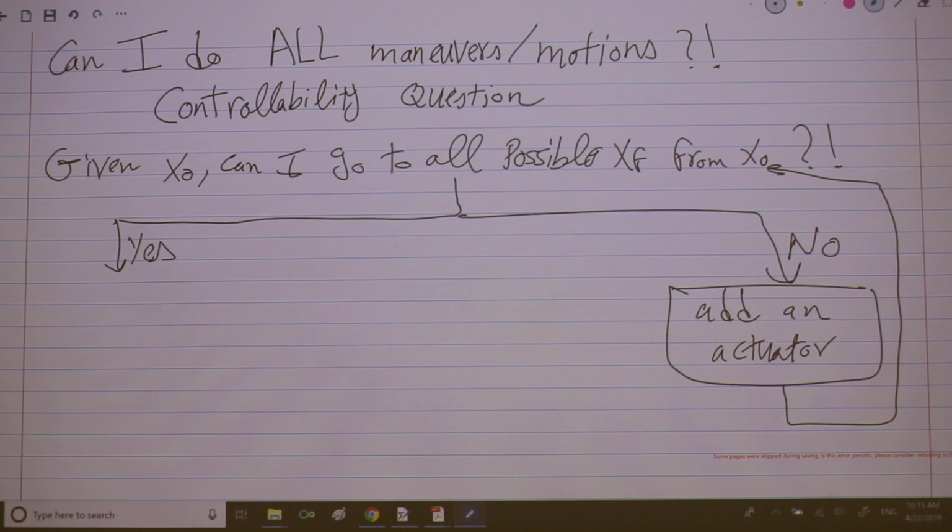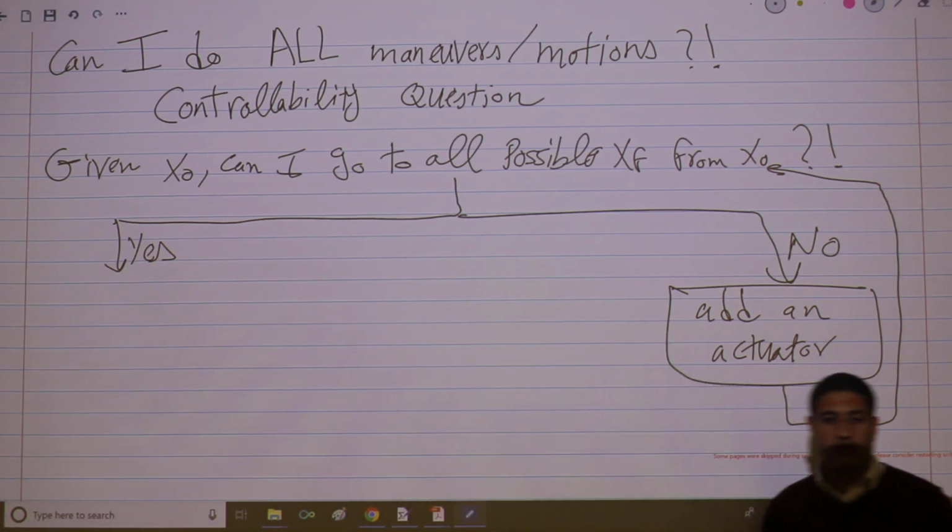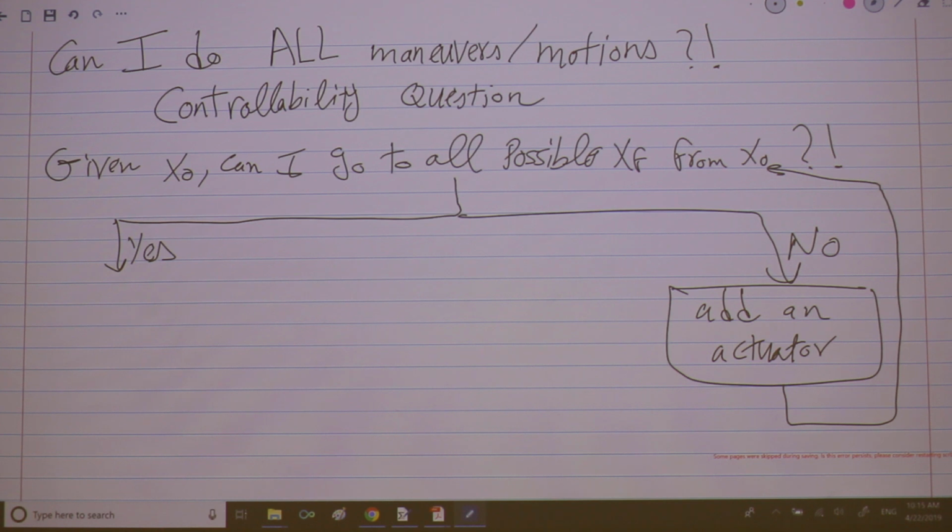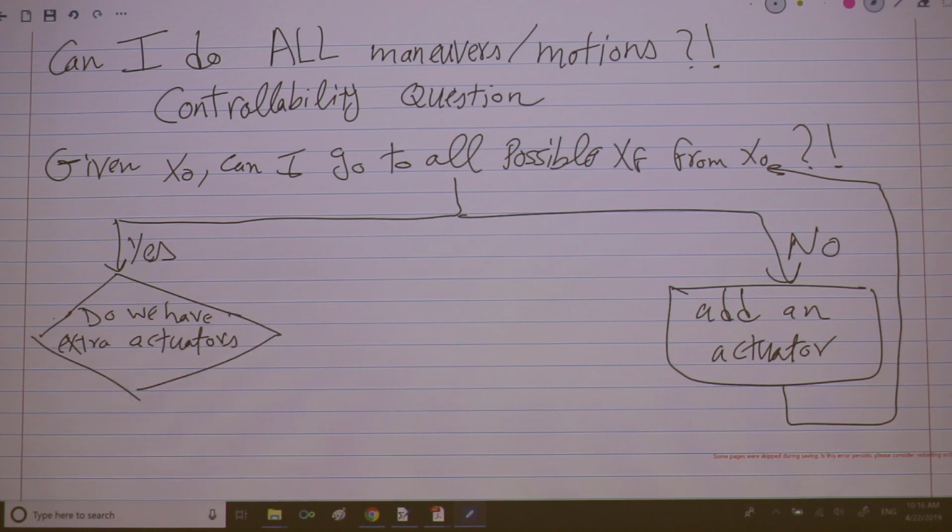If the answer is yes, what do you conclude? So if from the beginning I check this question and the answer is yes, I can achieve all maneuvers, all motions, I can go to all possible points. Are you happy with that? Maybe you can optimize the time. Very good. We can still try to do something about it, try to optimize, because I have now to answer the following questions. Do we have extra actuators, right? It's not a good design if I can achieve all maneuvers and I have tons of actuators. This is not a good design. But if I don't have extra actuator, that's great. If I do, yes. What are you going to do now?